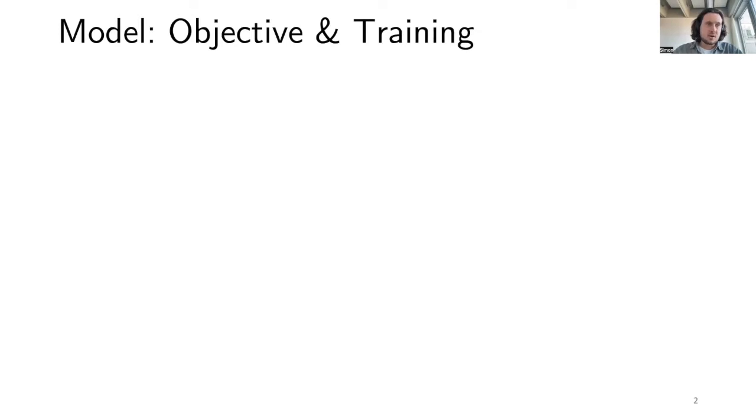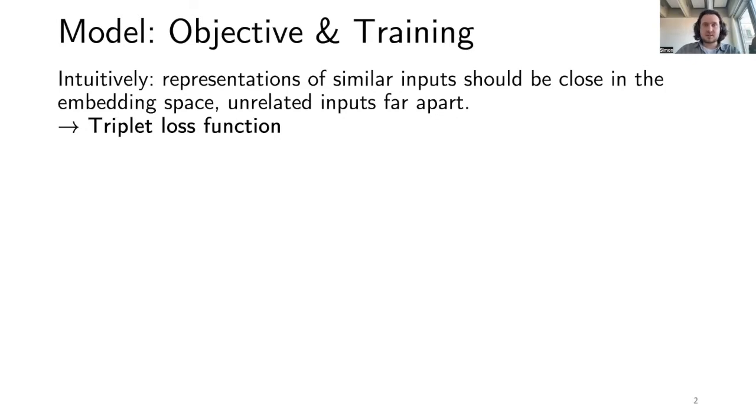And so for the model that's used for this, I'll start with the objective and then move on to the actual architecture that's used in practice. The intuition behind this is that if you don't define a task beforehand, you have to think about what you want your inputs to be mapped to in your representation space. The intuition is fairly clear: things that are similar, without defining what similar means beforehand, should also be close in this learned representation space, and things that are dissimilar or have no connection should be far apart using some sort of distance metric.